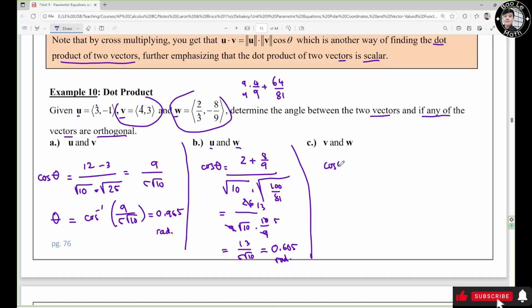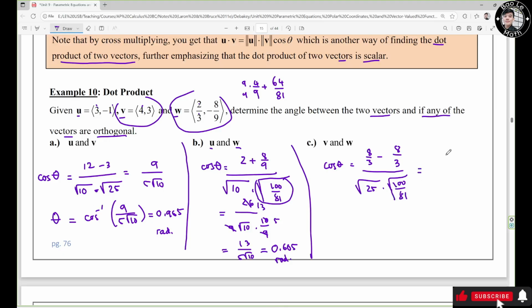So I have cosine theta equals the dot product of V and W over the magnitudes. 4 times 2 over 3 is 8 over 3, and 3 times negative 8 over 9 is negative 8 over 3, right? Over the magnitude: 4 squared is 16, 3 squared is 9, so it's the square root of 25, times the square root of 4 over 9 plus 64 over 81, which gives the square root of 100 over 81.